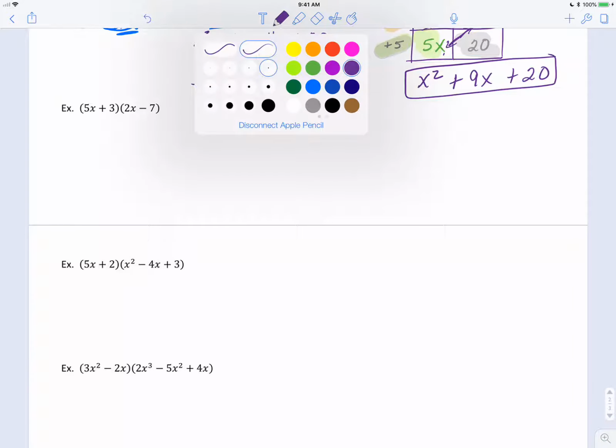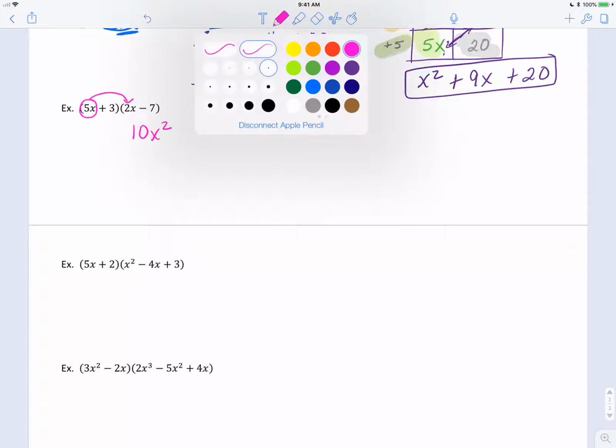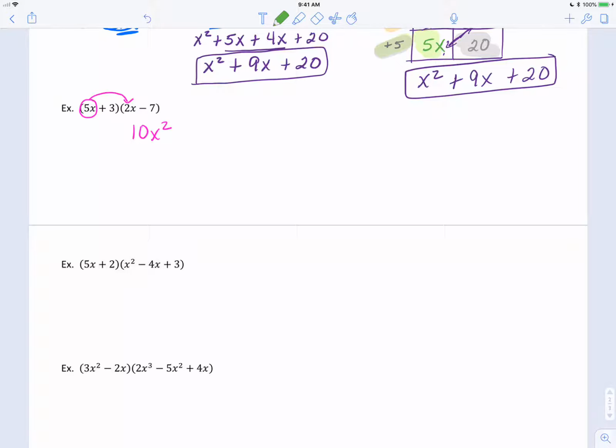What I am going to do is circle this one, multiply it times this, 5x times the 2x, so 5x times the negative 7, negative 35x.